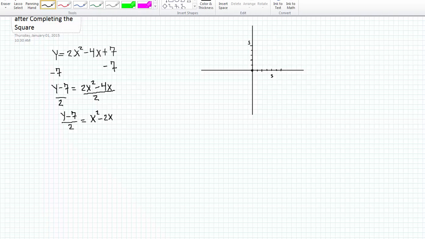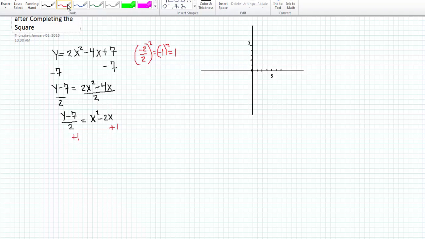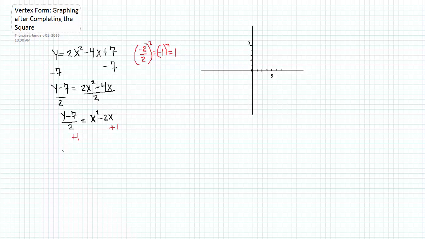So in order to do that, I will take the negative 2 and then divide it by 2, and then I'll square that. That's the same thing as negative 1, all of that squared, which is just 1. So if I add 1 to both sides, I'll have completed the square. So I have (y minus 7) over 2 plus 1 is equal to x squared minus 2x plus 1.